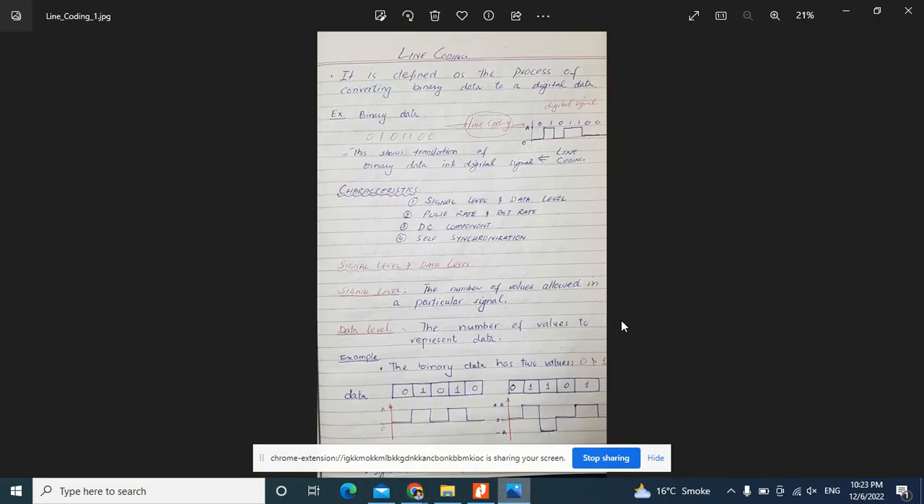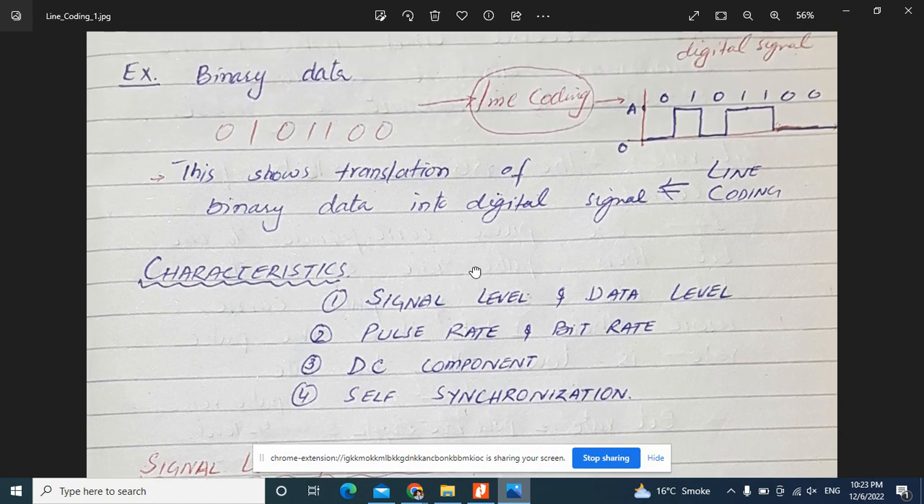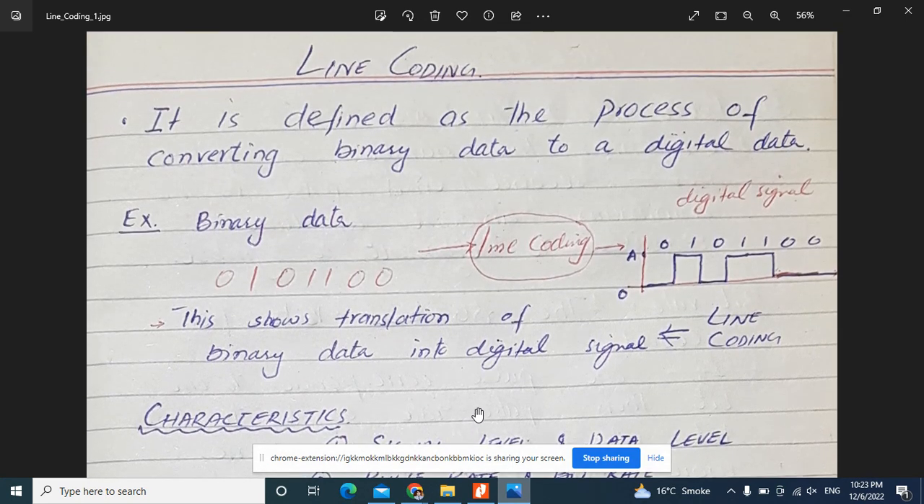Today, in this example, we are going to discuss line coding techniques, which is a very important form of coding. The first thing to define is line coding: it is defined as the process of converting binary data to a digital signal. To understand line coding better, we can explain it with an example.